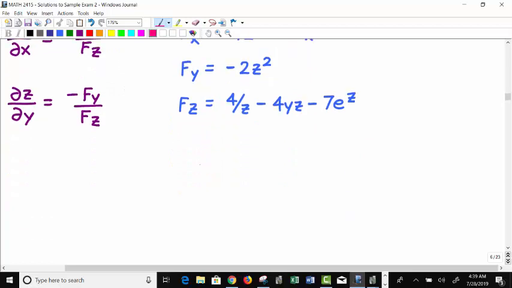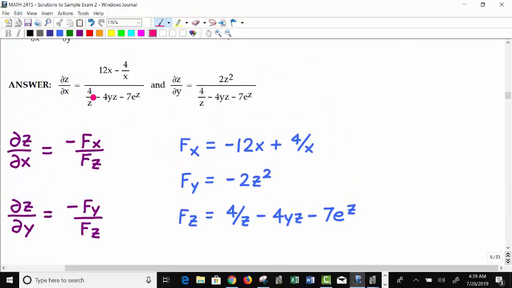So here's your common denominator between the two. Here you see the answers right here. There's the denominator. And then for the zx partial, that means the negative of this goes on the numerator. So that makes this positive and that negative. So it's positive 12x minus 4 over x. And then for this one, it's negative fy, so the negative of negative 2z squared would be positive 2z squared. There we go.